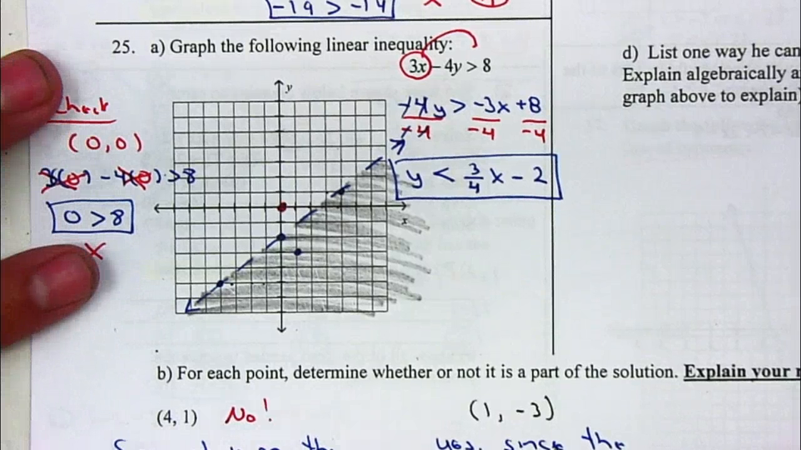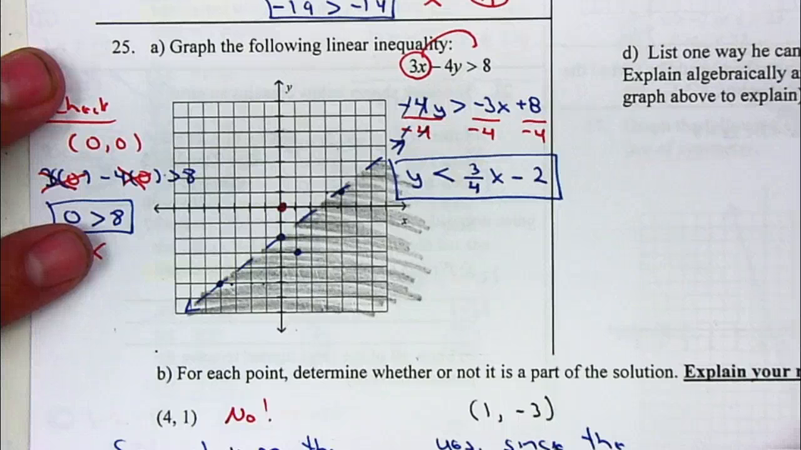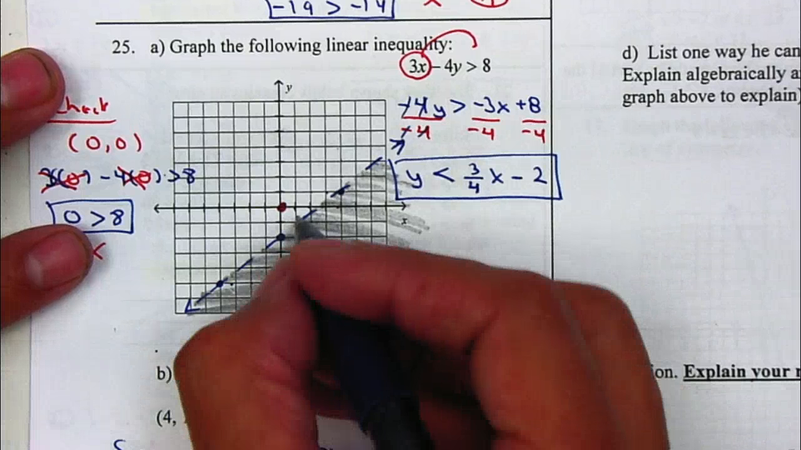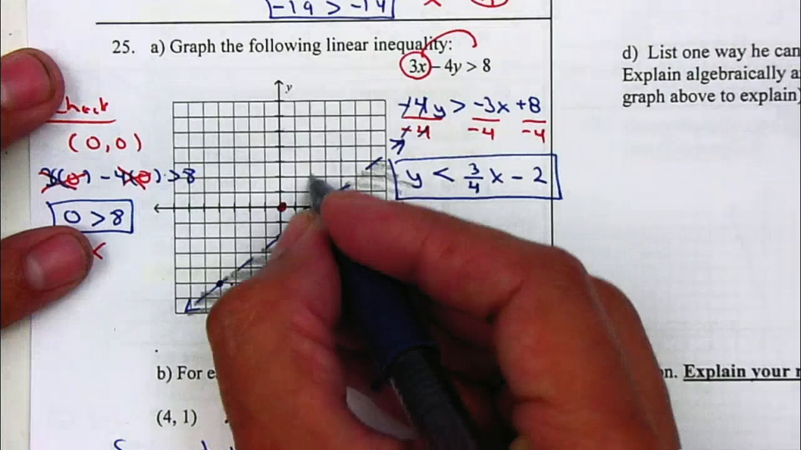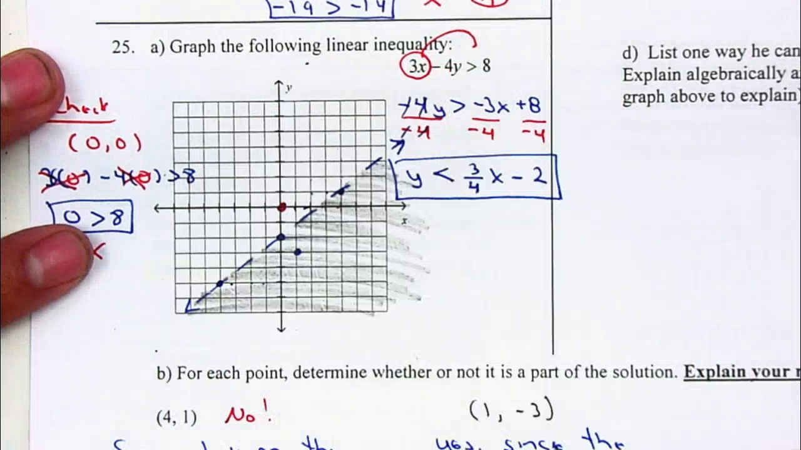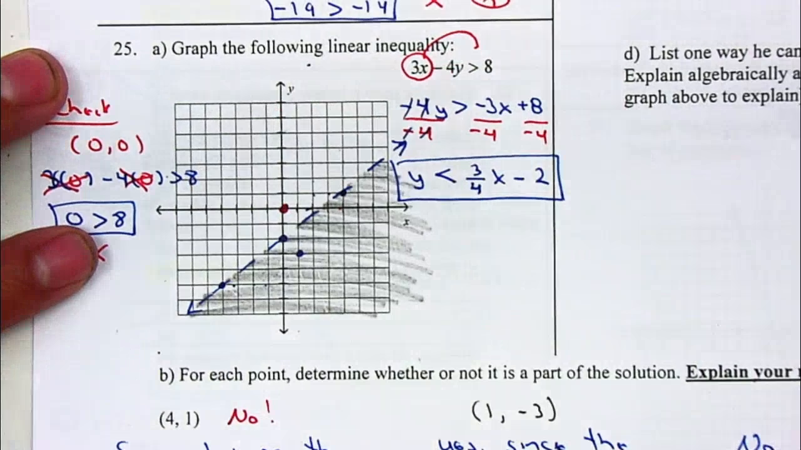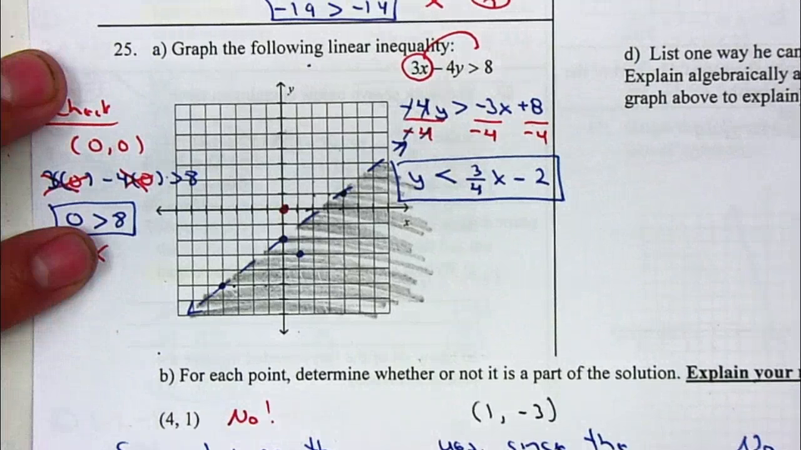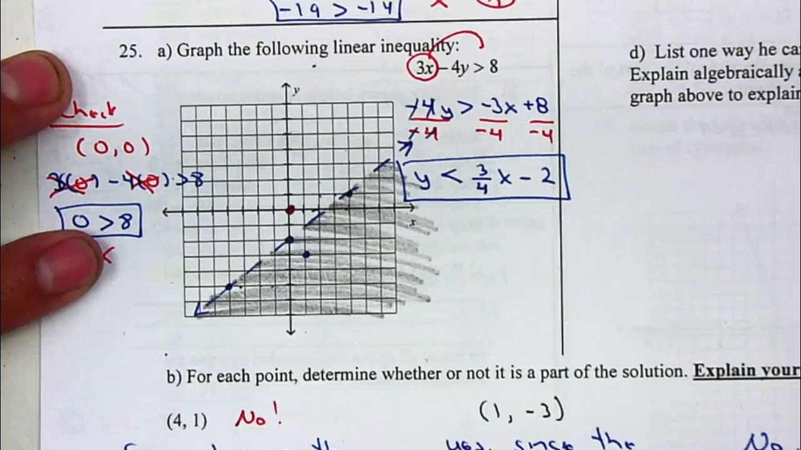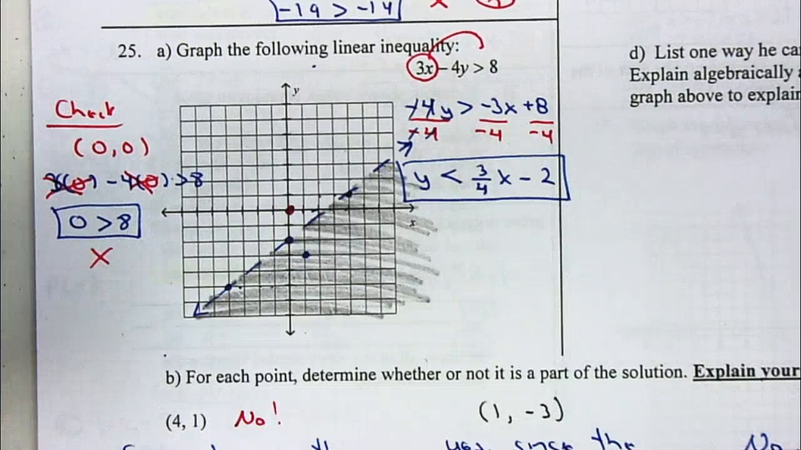Is 2, 10 a solution? 1, 2, and 1, 2, 3. If you notice, 2, 10 is not going to be a solution. No, since the point is not shaded. Even if you extend your graph, that point will not be shaded. So make sure that you write down a full sentence with a full explanation.